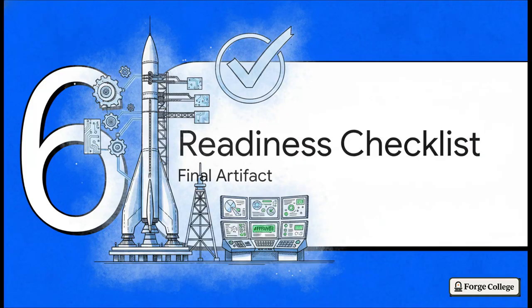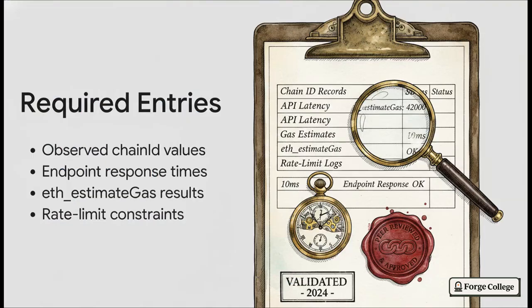Finally, Section 6, the Readiness Checklist, our final artifact. This is the final piece of the puzzle, our ultimate sign-off document that has to be approved before our rocket leaves the launch pad. To build this document, you, as the developer, need to record the exact observed chainId values, the endpoint response times, your example eth_estimateGas results, and any rate limit headers you encountered. Doing this produces a comparable, historically trackable document that your peers can confidently review.